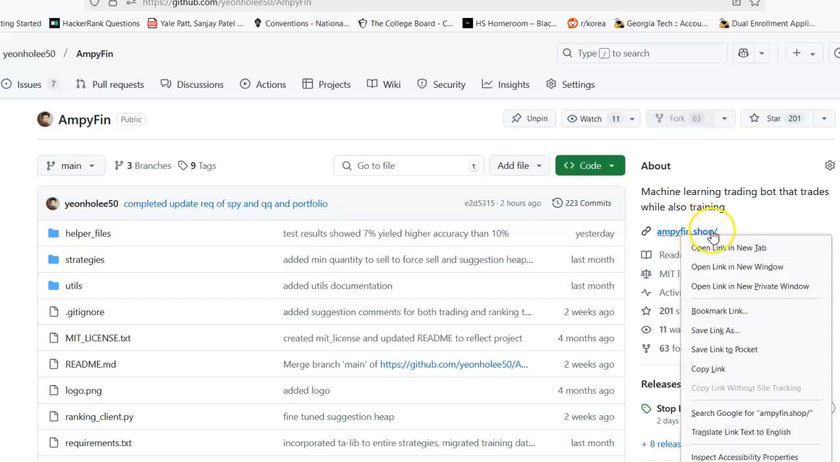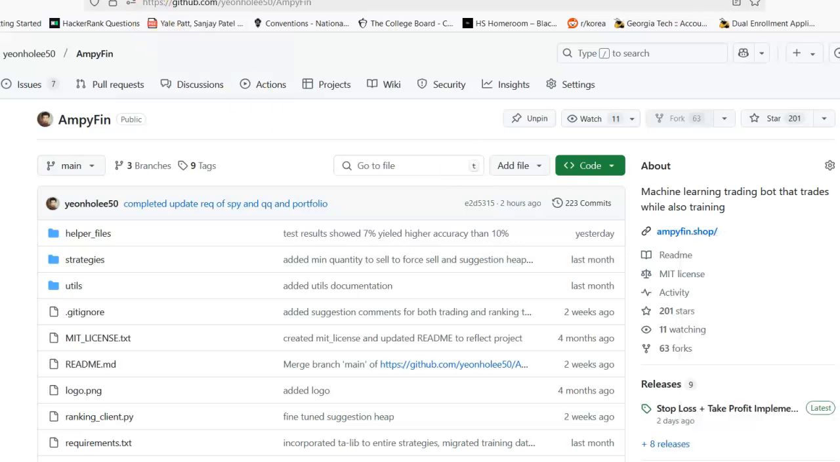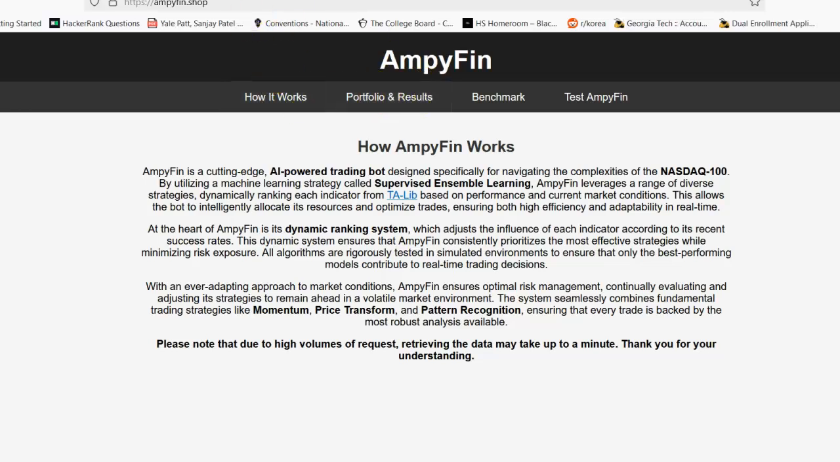So, I should probably change the shop. The shop was cheaper, so that's why I used it, but I should probably change it. So, this is the website. This is a little bit of description of how it works.